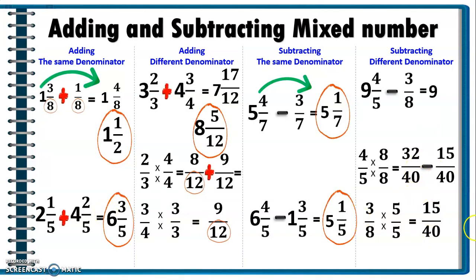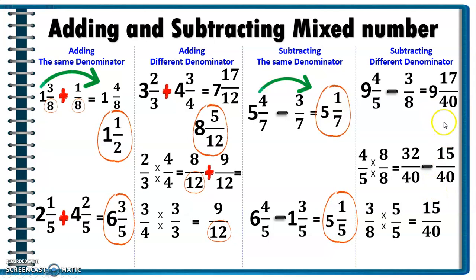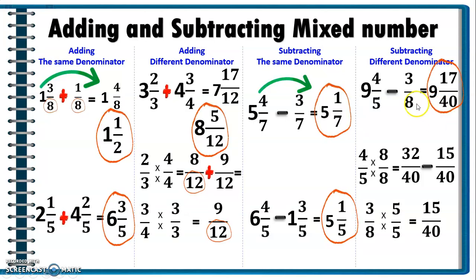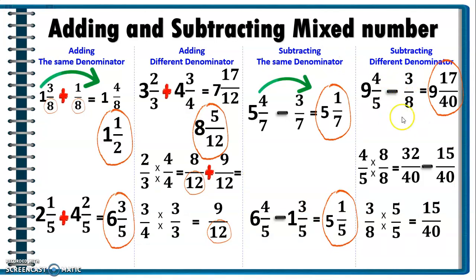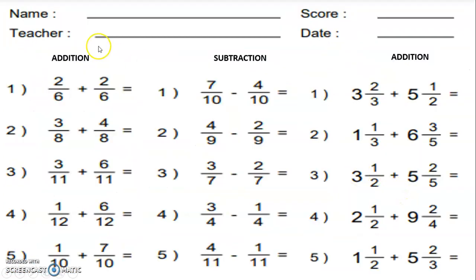So 32 minus 15 is equal to 17. Correct. So therefore, 9 and 17 over 40. Do you understand, kids? This is how you subtract different denominators of mixed numbers. Okay. So now let's proceed to our quiz.